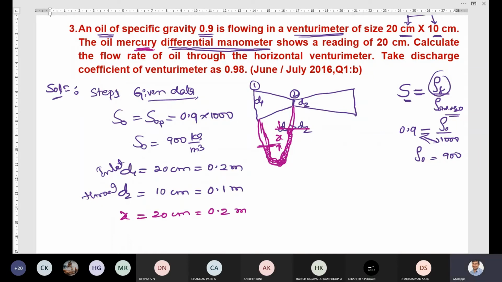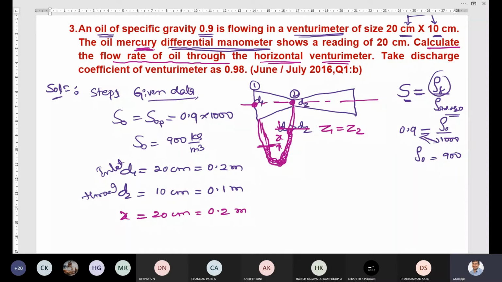Okay. Next, calculate the flow rate of oil through a horizontal venturimeter. So horizontal venturimeter, this is the axis of the venturimeter. This throat and the inlet are both on the same level, so Z1 is equal to Z2. If it is a vertical venturimeter or inclined venturimeter, they will not be the same. There will be some difference between Z1 and Z2, that is the height of inlet and throat.